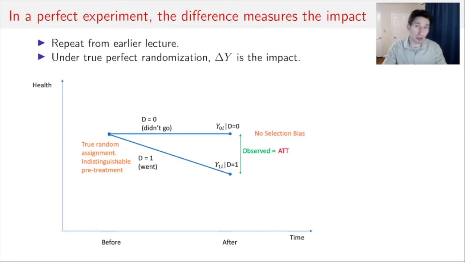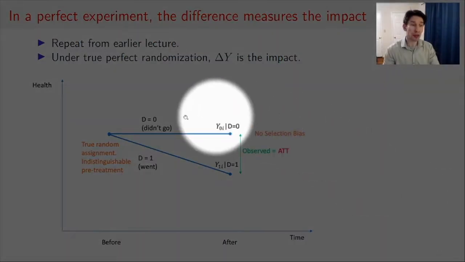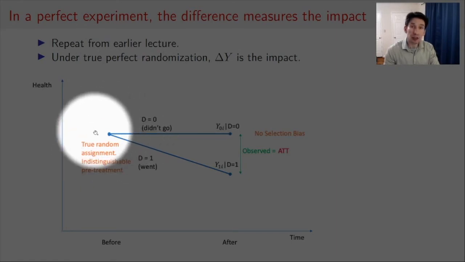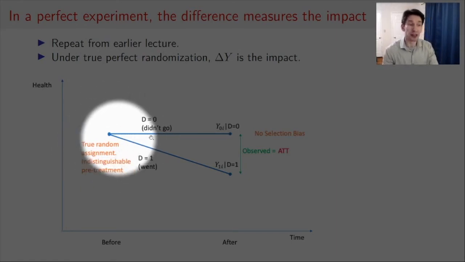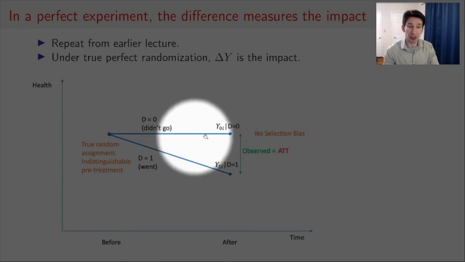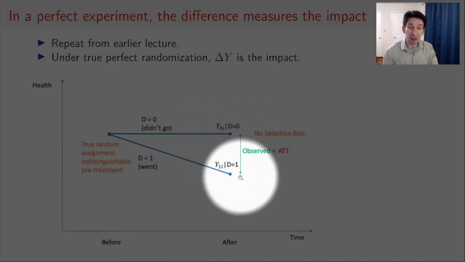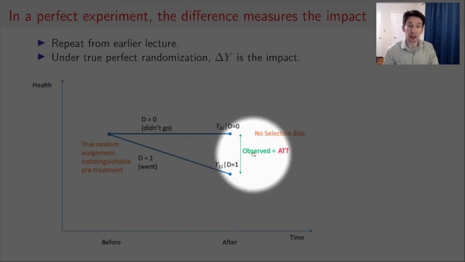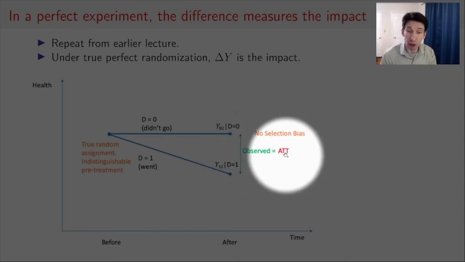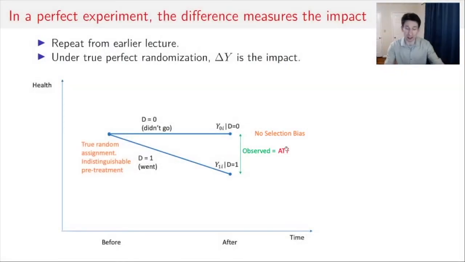So let us first repeat something we said in an earlier lecture, which is that in a perfect experiment with perfect randomization, the difference in outcome at the end after the experiment measures the actual impact of the treatment. And that is because under true perfect randomization, pre-treatment all of your individuals are completely indistinguishable, and then some of them randomly get assigned to the control group, others to the treatment group, and the difference between the two is the observed difference, and it does measure the average treatment on the treated, and the selection bias is 0. You can look up that slide in the previous lecture. It's the same slide.